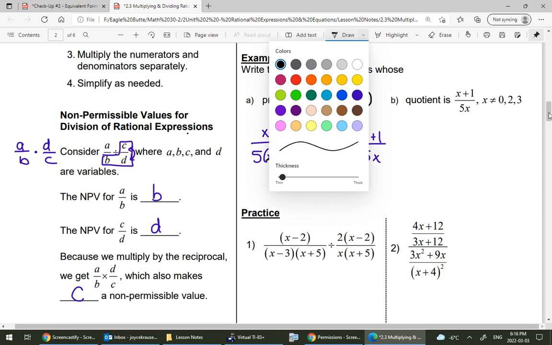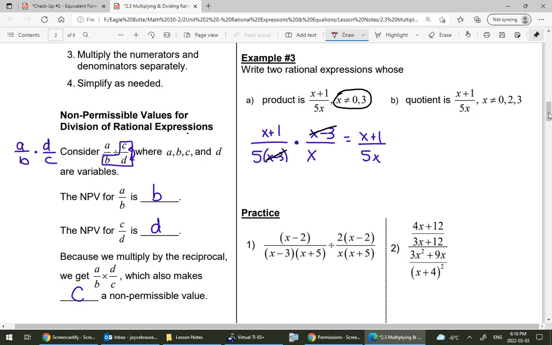All right, moving on to quotients. With the quotients, it's a little bit trickier because remember that we're multiplying by the reciprocal. So my suggestion is figure it out as a product first and then work backwards to find the quotient.